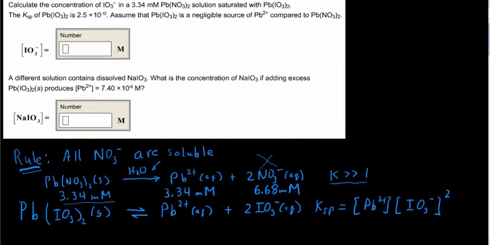Then what we needed to do is write down our solubility reaction with lead iodate. Lead iodate dissolves to give you lead ions and iodate ions, 2 moles of them, and our Ksp, our solubility product constant, is this expression right here: the concentration of lead times the concentration of iodate squared. We know Ksp, and from the first part of the problem we know what the lead concentration is in our solution. So like I talked about in class, we just need to solve for the iodate concentration.